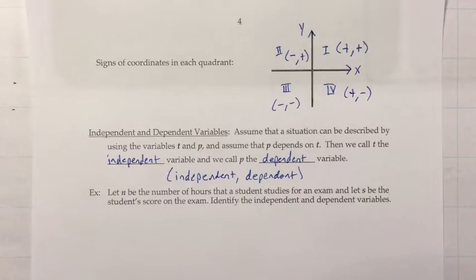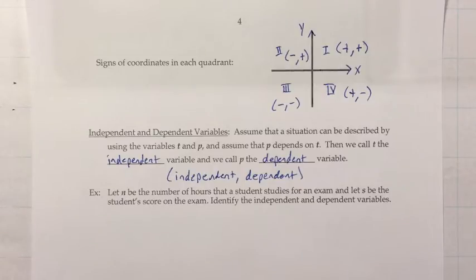Let's let n be the number of hours that a student studies for an exam, and let s be the student's score on the exam. Identify the independent and the dependent variable. So what you're trying to think about there is which depends on which. Does your score depend on how much you study, or does how much you study depend on the score? And there's arguments to be made both ways.